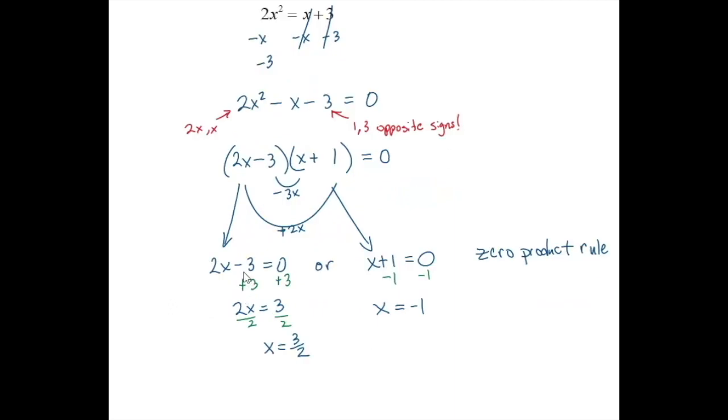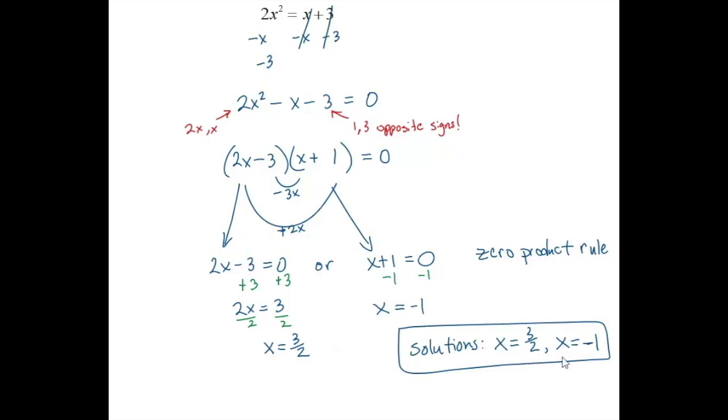In the first equation, adding 3 to both sides gives us 2x is equal to 3, and then dividing by 2 to cancel this coefficient, we get x is equal to 3 over 2, or 3/2. In the second equation, we just subtract 1 from both sides, and we get x equals negative 1. So the solutions to this quadratic equation are x equals 3/2 and x equals negative 1.